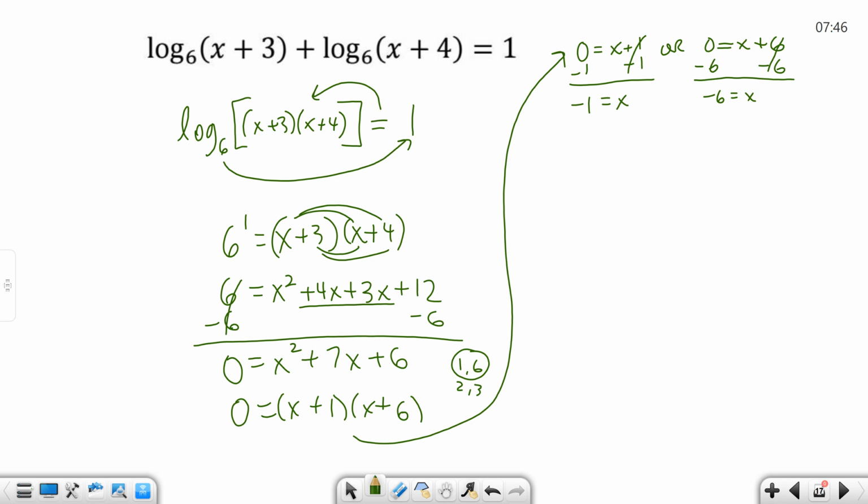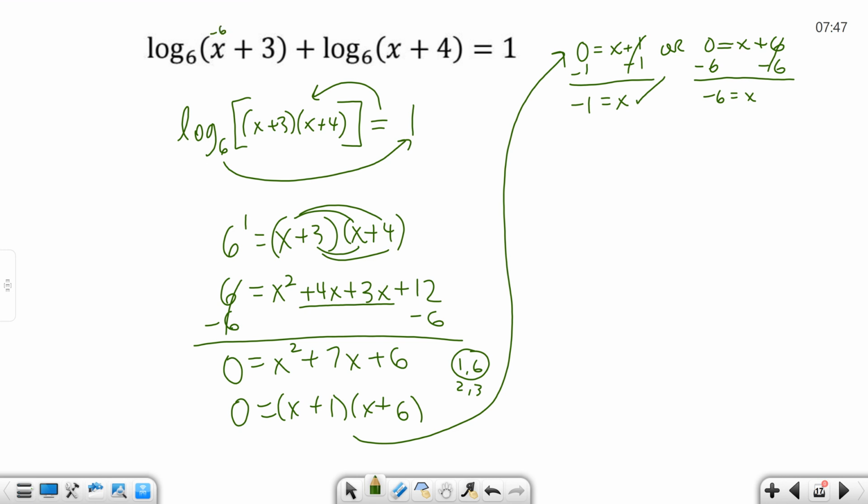We have to at least make sure what we're plugging in, we're taking the log of a positive. So if I plug in negative 1 right here, negative 1 plus 3, that's 2, right? That's positive. That's okay. If I plug in negative 1 here, right? That's negative 1 plus 4 is 3. That's positive. That's okay. So negative 1's okay.